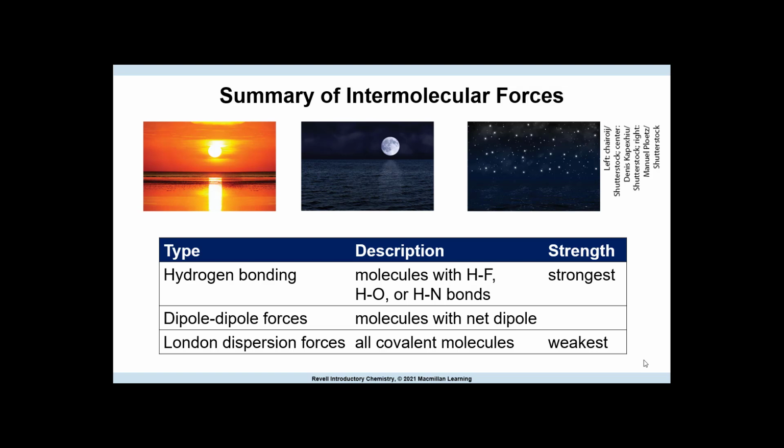As an analogy, consider the light from the sun, moon, and stars. The stars are always in the sky, but their faint light is often blocked by the light of the moon or the bright light of the sun. In the same way, London dispersion forces are always present, but their effects are slight in molecules that have dipole-dipole or hydrogen bonding interactions.